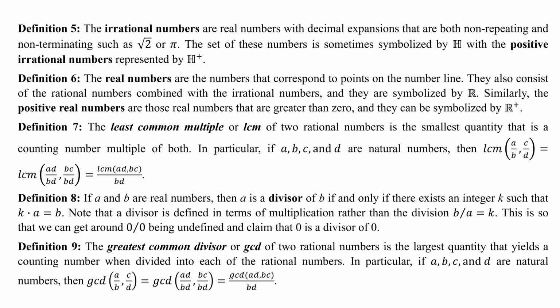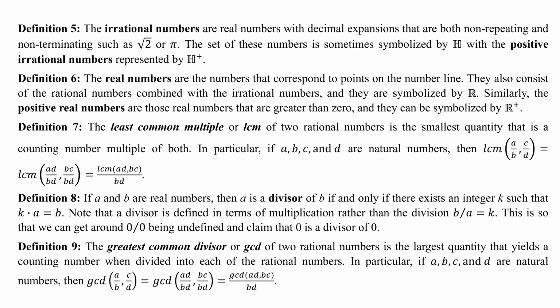Okay, definition 8. If a and b are real numbers, then a is a divisor of b if and only if there exists an integer k such that k times a equals b. Note that a divisor is defined in terms of multiplication rather than division, say, b over a equals k. This is so that we can get around 0 divided by 0 being undefined and still claim that 0 is a divisor of 0. Now, that's a technical point, and it's really not going to arise later on, so don't worry about it.